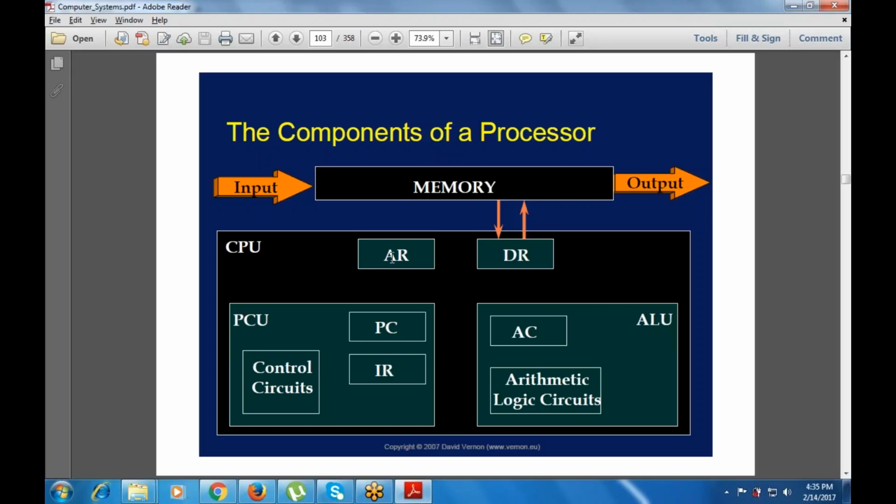This is the memory, this is the AR, this is the DR, then PC, IR, control circuit, AC, ALU, and the arithmetic logic circuit.